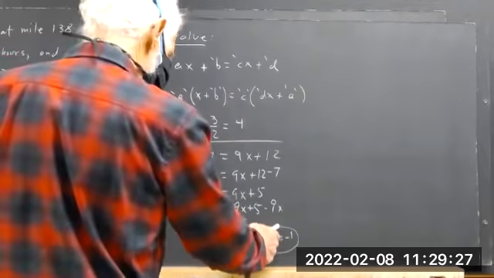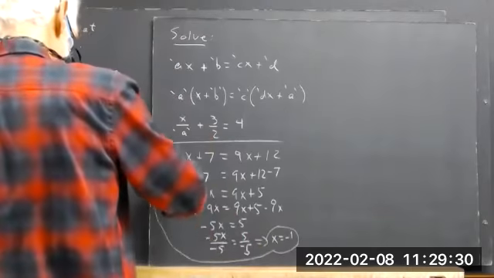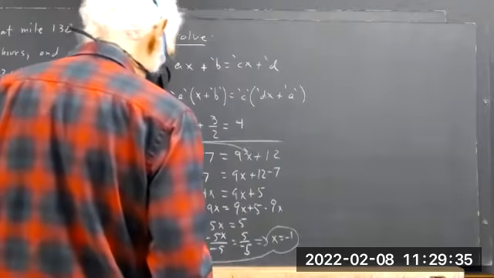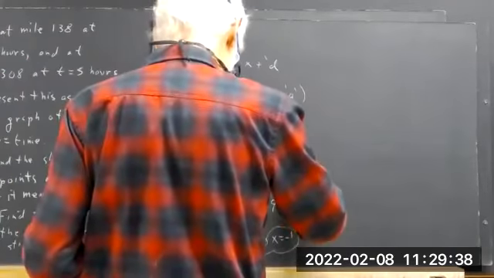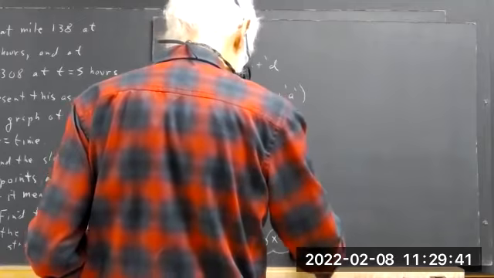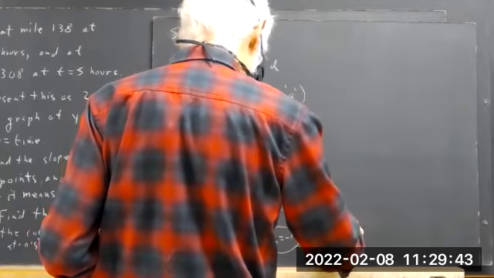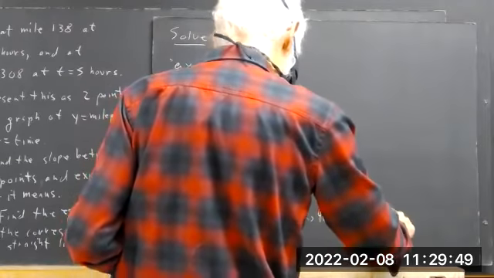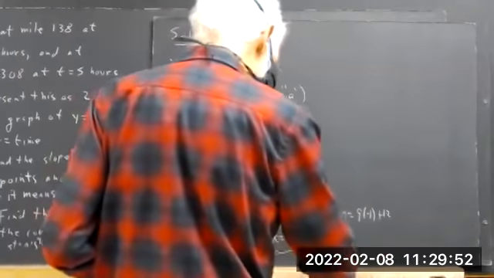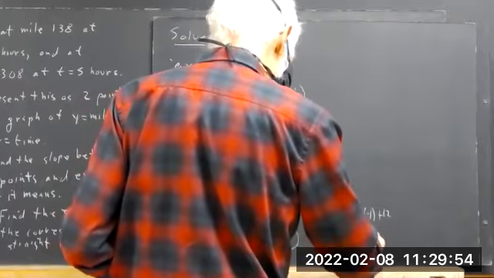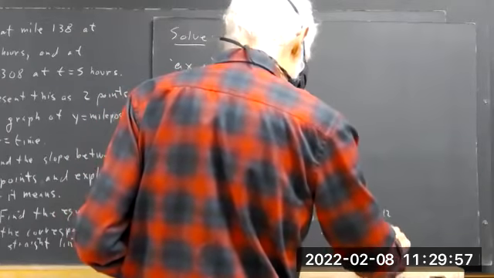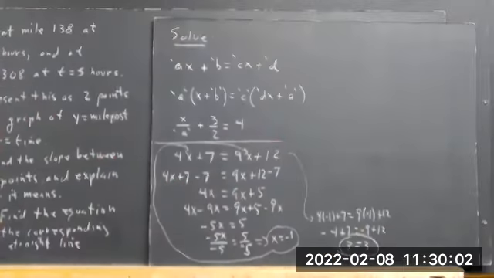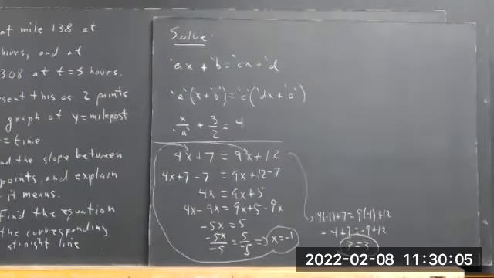Okay, so you've got x equals negative 1. You plug it back in here, for x here and for x here. And that gives you 4 times negative 1 plus 7 equals 9 times negative 1 plus 12. Negative 4 plus 7 equals negative 9 plus 12. 3 equals 3. And if it doesn't come out, you did something wrong, and you need to go back and fix it. Okay?